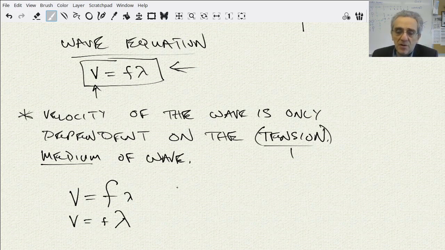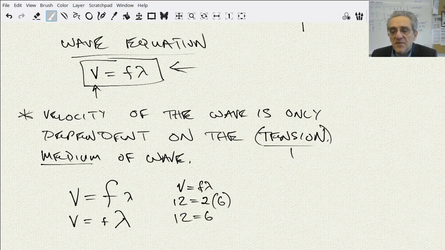As an example, if the velocity is 12, and you decrease the frequency down to 2, then the wavelength would be 6, and vice versa. If the velocity stays the same because it's the same medium, but you increase the frequency to 6, then the wavelength must reduce down to 2. In other words, the product is always going to give you the same answer. You can see that clearly when we go back to the wave generator.